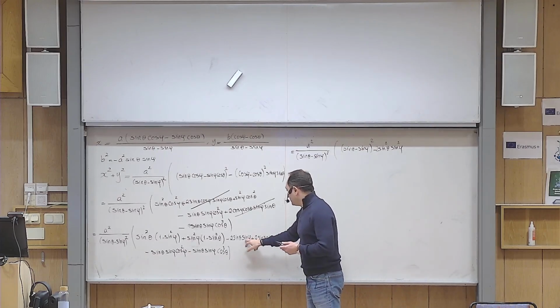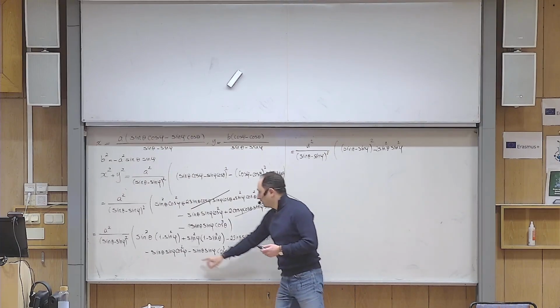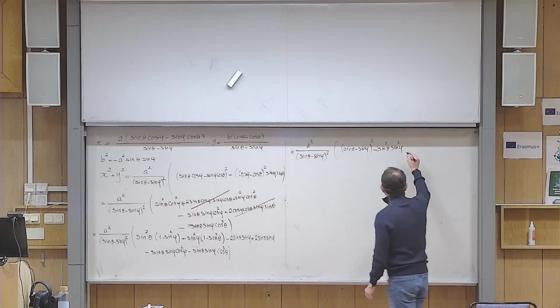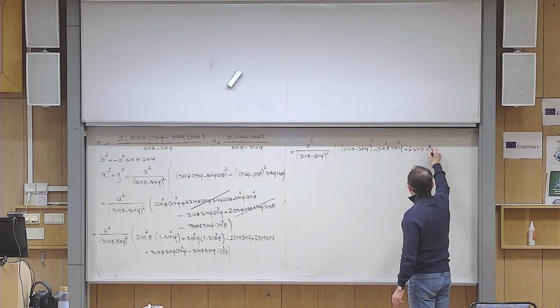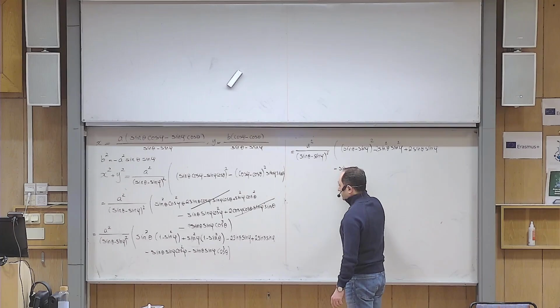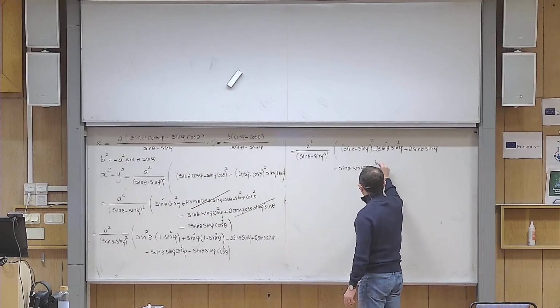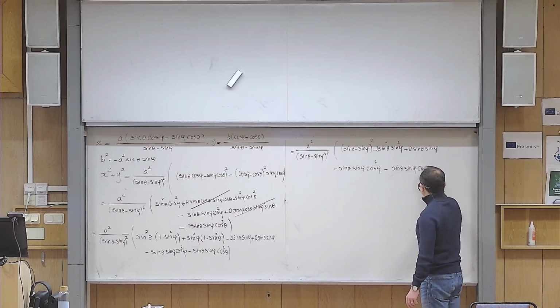And then this is already taken care of here, but this one and that one are also left. So let me write them down. So it becomes plus 2 sine theta sine phi, and then I have minus sine theta sine phi cosine phi squared minus sine theta sine phi cosine theta squared. Okay?